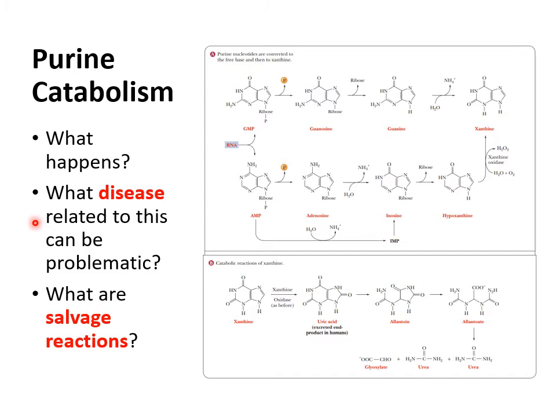Okay, there's another term that you see pop up when you study purine catabolism that I wanted you to be aware of, which is salvage reactions, and that's basically salvaging or reusing compounds such as purines that basically require a large amount of energy to produce. So rather than producing them from scratch, you're basically recycling and using these energy intensive compounds.